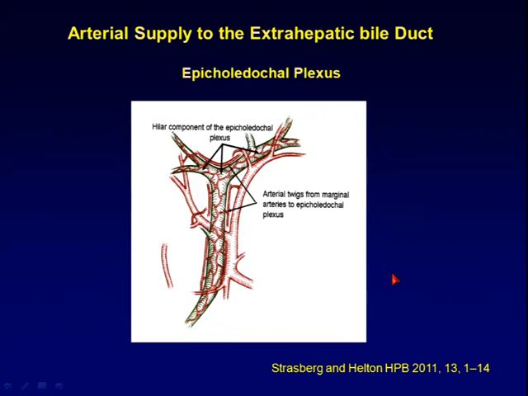The final order is really the epicholedochal plexus, where these branching points from the marginal arteries go into the bile duct. I'm sure some of our other discussants will talk about the vascular complications and injuries to the bile duct and their implications towards repair. So it's very important to understand this anatomy.